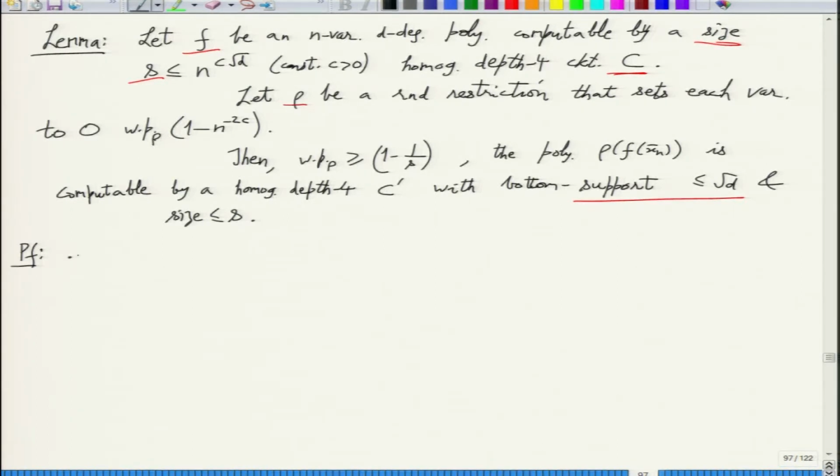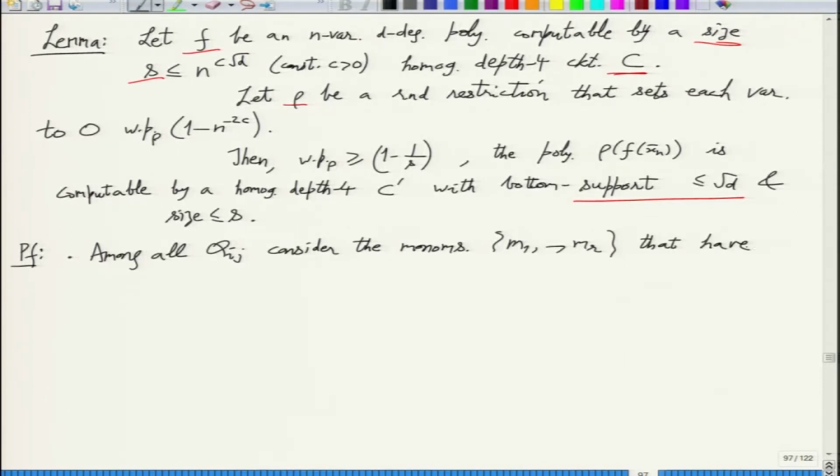So the proof of this: among all these QIJs, collect the bad monomials. So among all QIJs, consider the monomials M1 to MR that have support greater than root d. How big can R be? S is everything, so R is less than or equal to S.